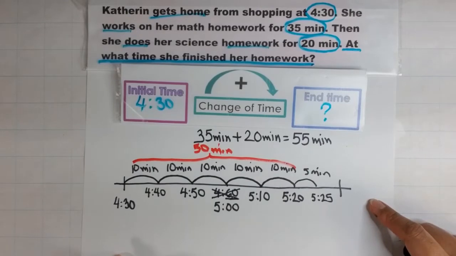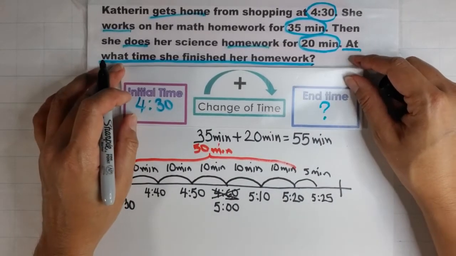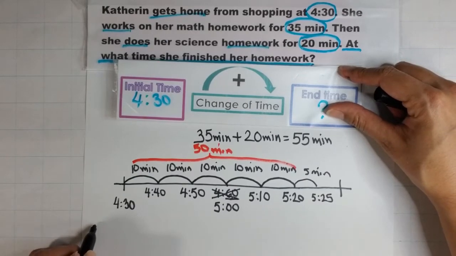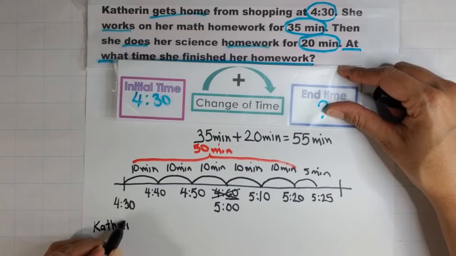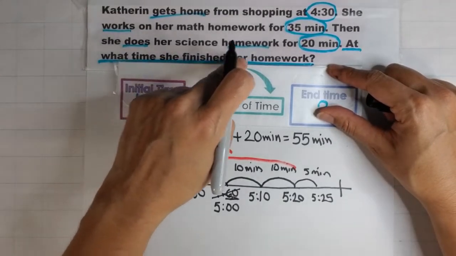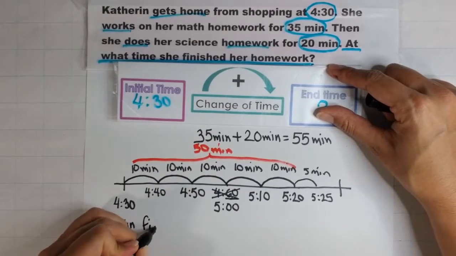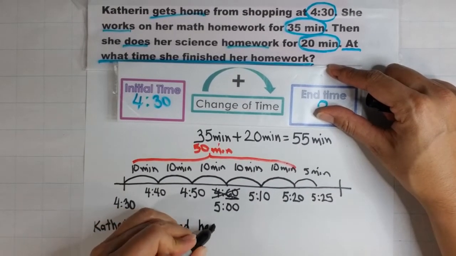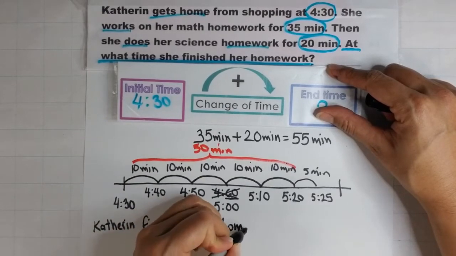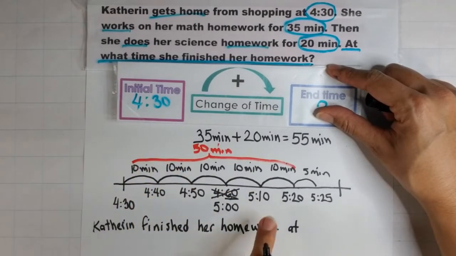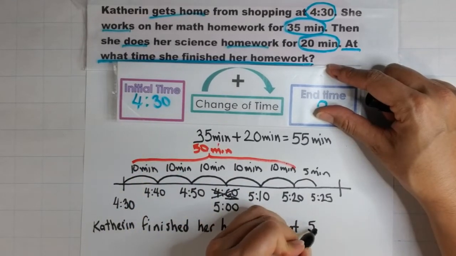Now I can answer my question, which says at what time she finished her homework. So I know that "her" is Catherine, so I'm going to put her name instead of "her." Catherine finished her homework at 5:25.